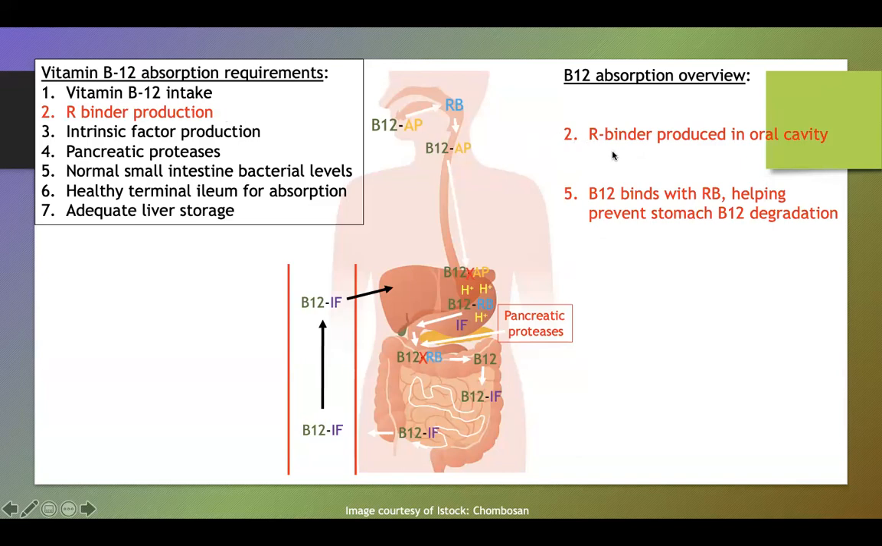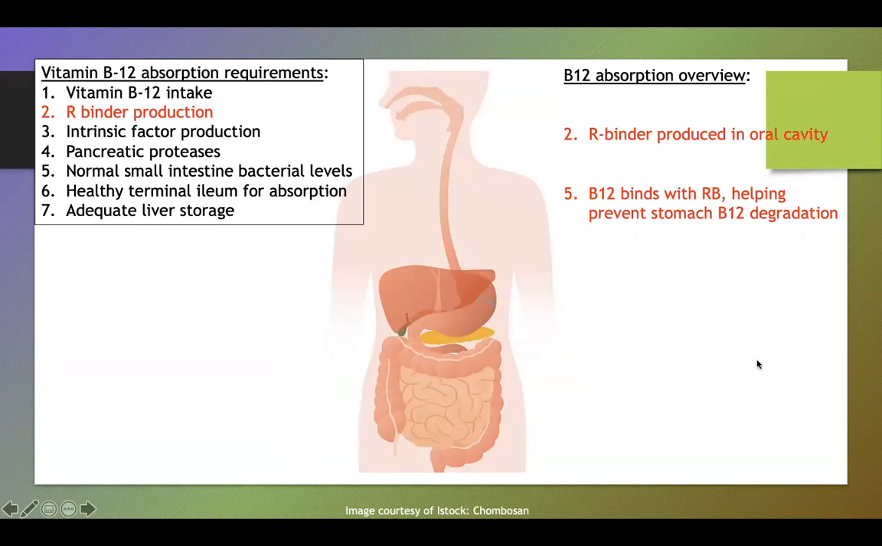I also want to point out that R binder, like we just mentioned, is produced in the oral cavity. And this is the most important step here. It's going to help prevent B12 degradation in the stomach. So I'm going to clear the screen and we'll talk about how that works. If we had B12 bound to an animal protein without R binder, what's going to happen is that in the presence of acid, that will dissociate. We'll have B12 hanging out by itself, and the acid will destroy that very quickly. And so we won't get any B12 that's actually absorbed.